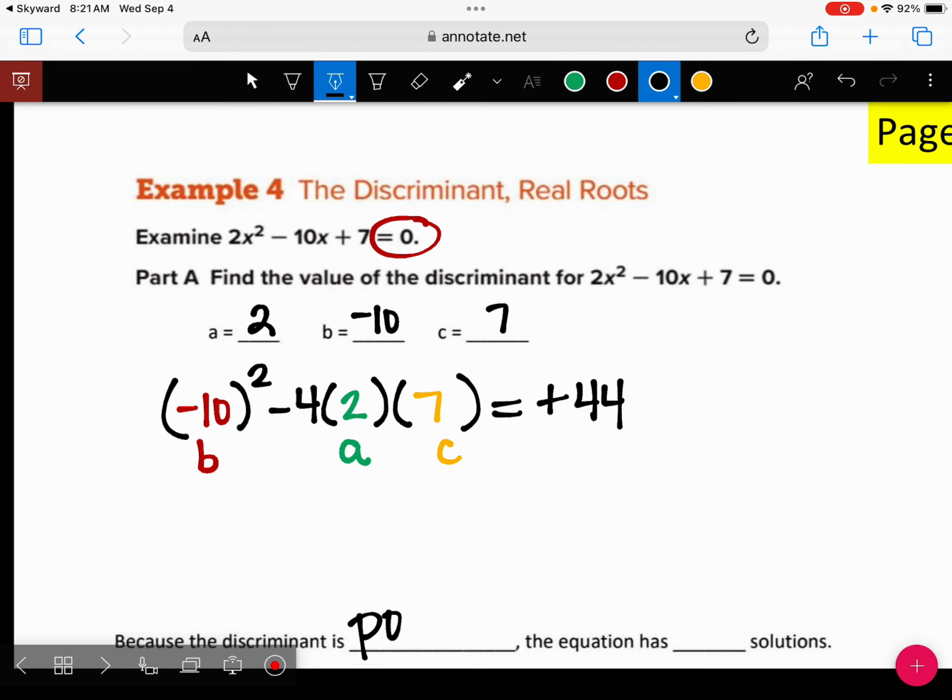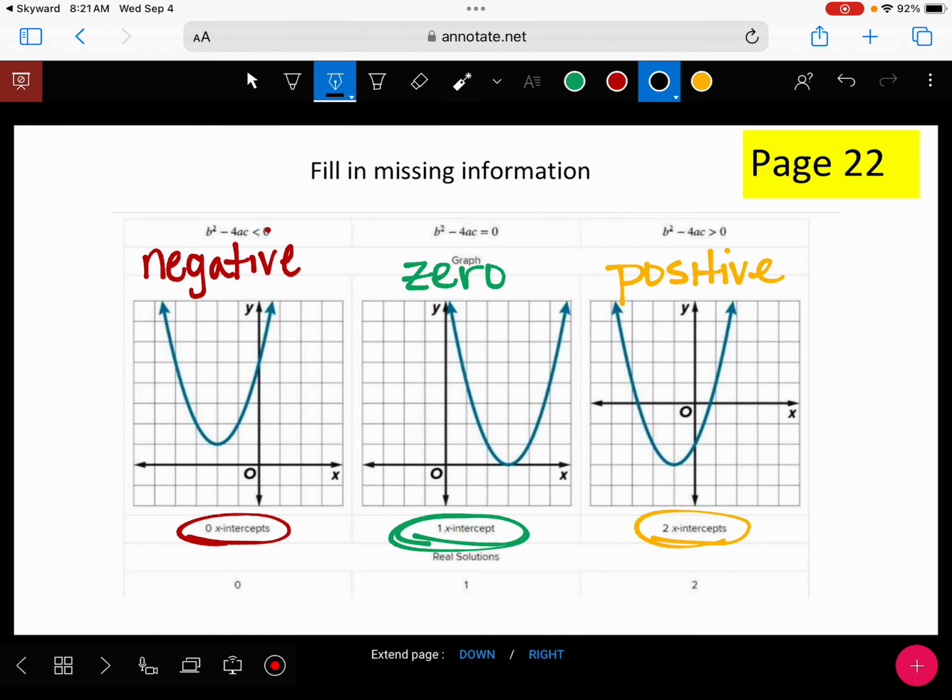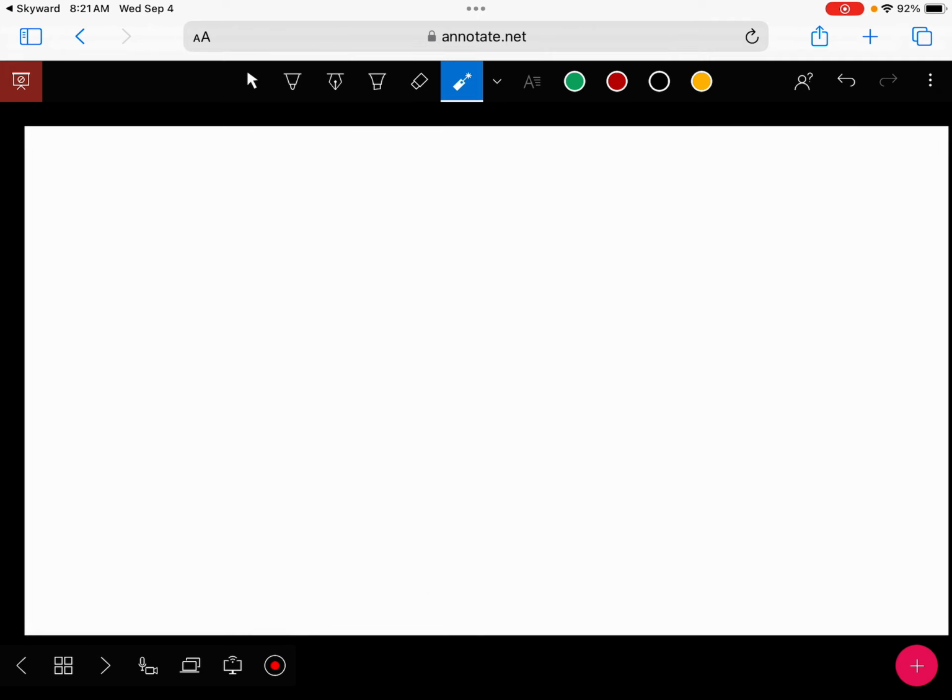Because it's positive, and I hear you all say it's a positive 44, what does that mean? How many solutions do I have? 2, 1, or 0? 2. If it's a positive number, we have 2 solutions. And that's all we're going to do today. Let's look at our next one.